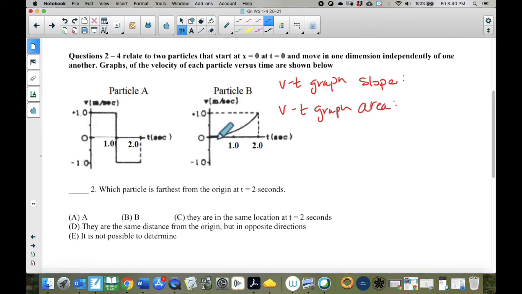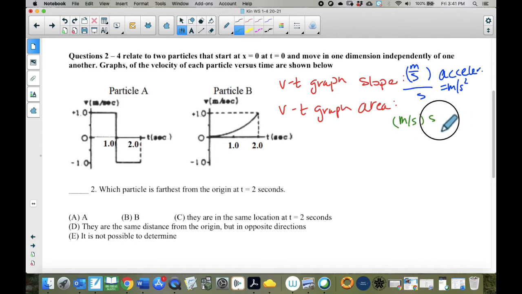If we think of slope, it's rise over run, so that's meters per second over run, which is seconds. That is meters per second squared. That is acceleration. So the slope of a velocity time graph is acceleration. The area is length times width, and area is going to be meters per second times seconds. And meters per second times seconds gives us meters, or in other words, displacement. So we need to keep those two things in mind, slope and area. We're always looking at slope and area.